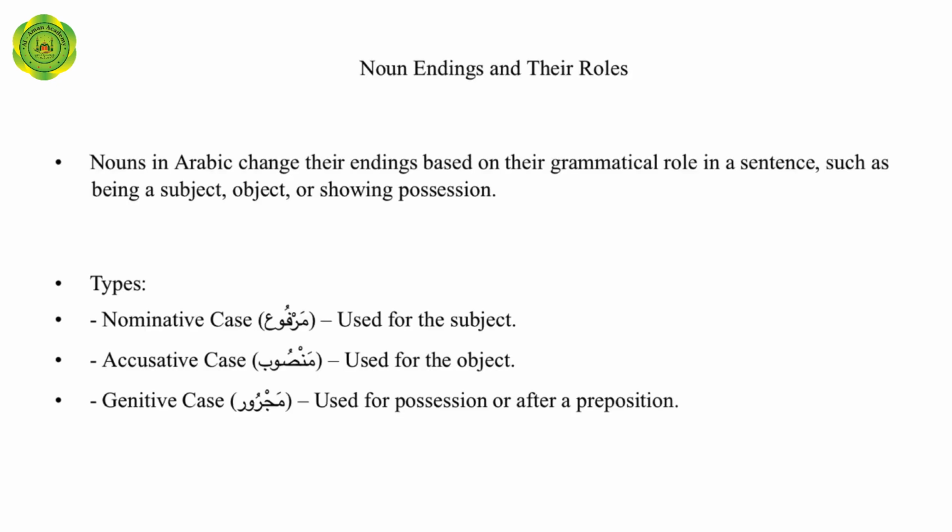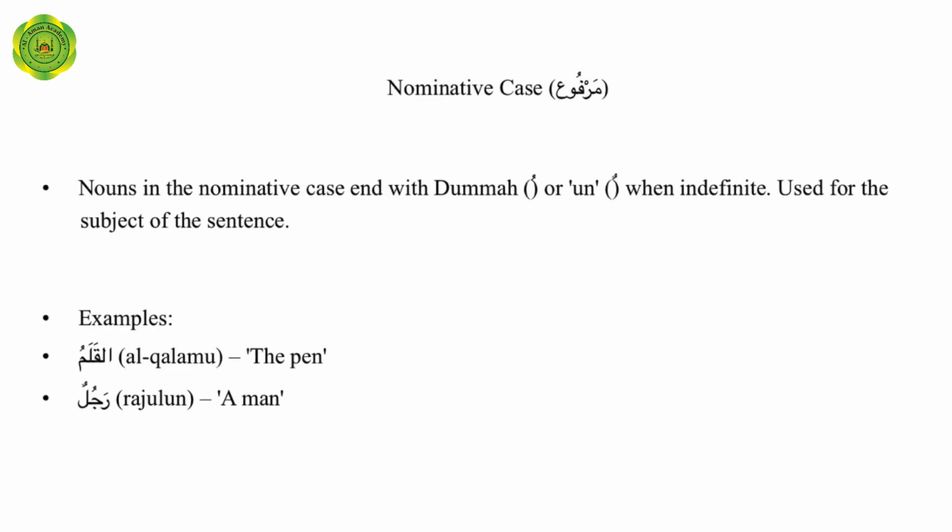In Arabic, the ending of a noun changes based on its role in the sentence. These different forms are known as noun cases or at-tashkil. Nominative case, marfu'. This case uses dhamma or un at the end. It is used when the noun is the subject of a sentence. Example, al-qalamu, the pen, rajulun, a man.